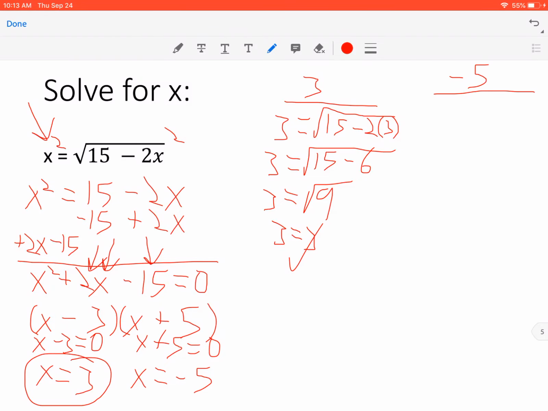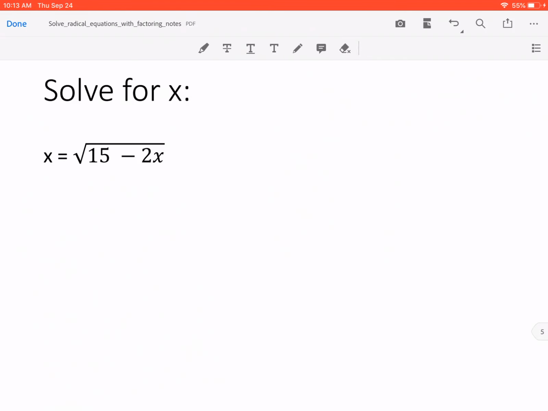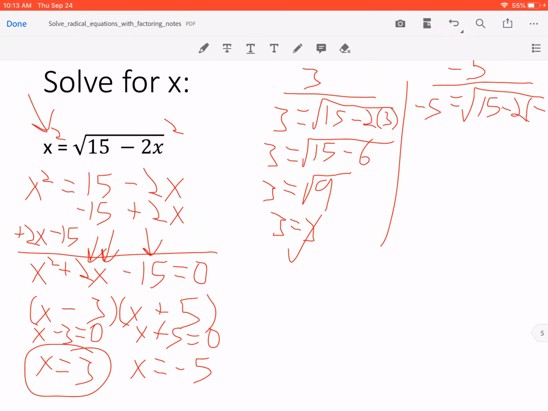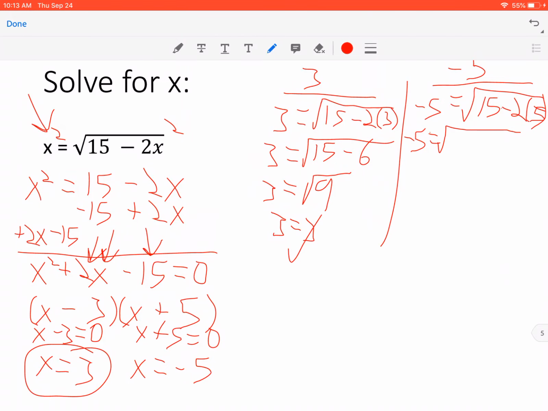So that would be negative 5 equals the square root of 15 minus 2 times negative 5. I'm running out of room here. Let me slide it over a little bit. All right, times negative 5. So negative 5 is equal to, negative 2 times negative 5 would be a plus 10, 15 plus 10.